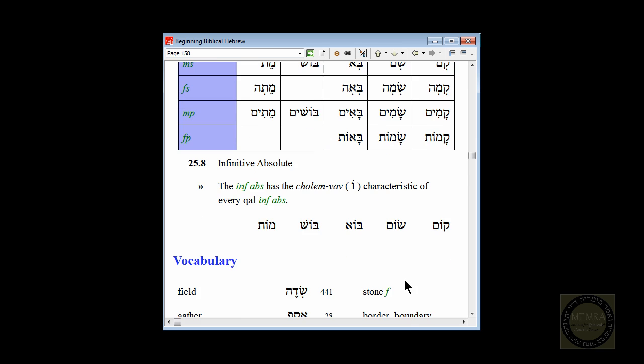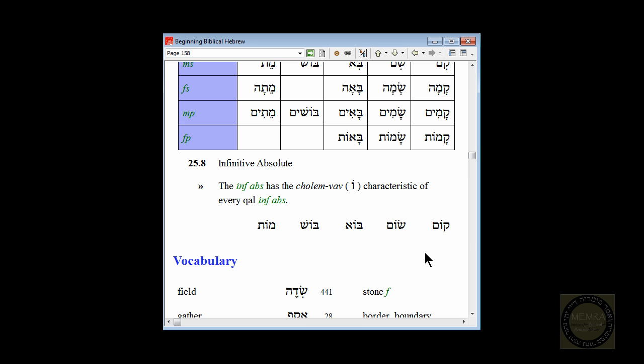The infinitive absolute will have the characteristic holem vav, and if you look here, in some of these, mot, bosh, bo, that's also going to be identical with the form that could be an infinitive construct, or your second masculine singular imperative. Now, som right here, the lemma is sim, so there's a change there. That would obviously be infinitive absolute. And then kum changes to kom, so that would be an obvious infinitive absolute.